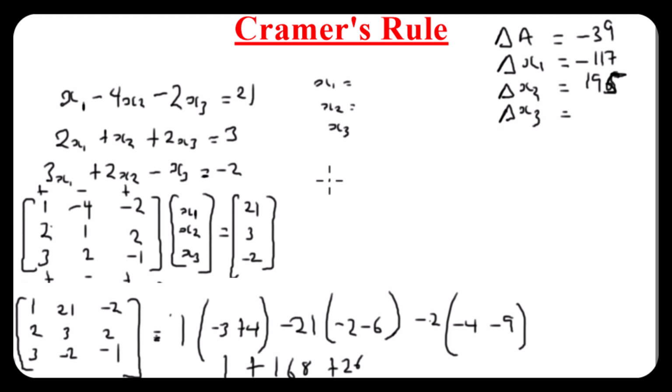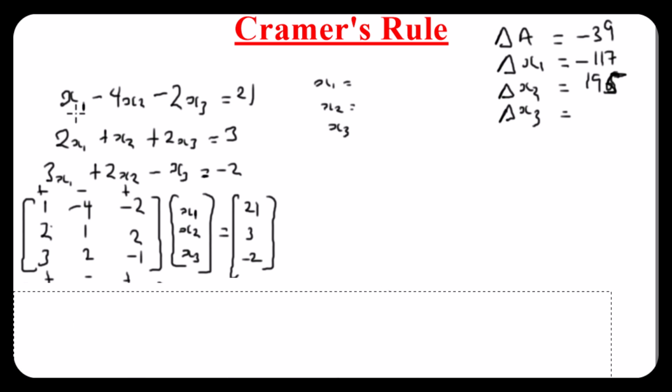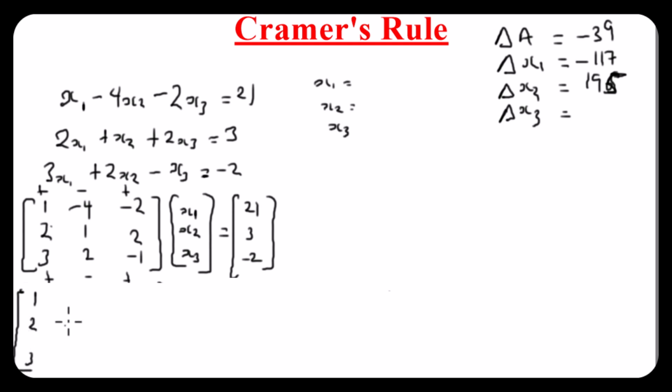Okay, so moving on to the third part now. For the third part, you have to be careful while doing your arithmetic. Write the first column as it is, 1, 2, 3. Write the second column as it is, 4, 1, 2. Now for the third column, switch it to the last number, and then find the determinant.